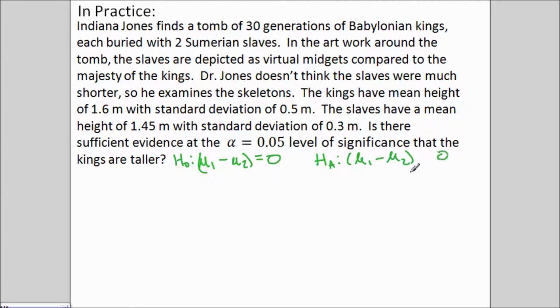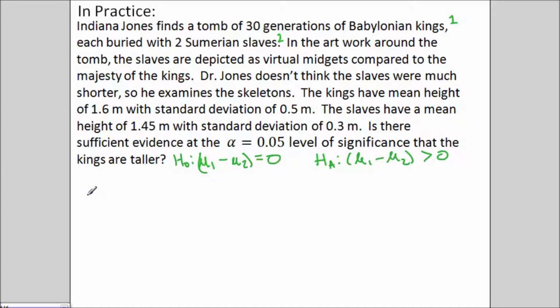it's very important for our alternate hypothesis, which we're going to designate. I'm going to designate the Babylonian kings as population 1 and the Sumerian slaves as population 2. So we're testing to see, are the kings taller than the slaves? So the mean height of sample 1 should be bigger than the mean height of sample 2. That's what we're testing for. Now, once again, we're using a difference of 0, so it will simplify somewhat.